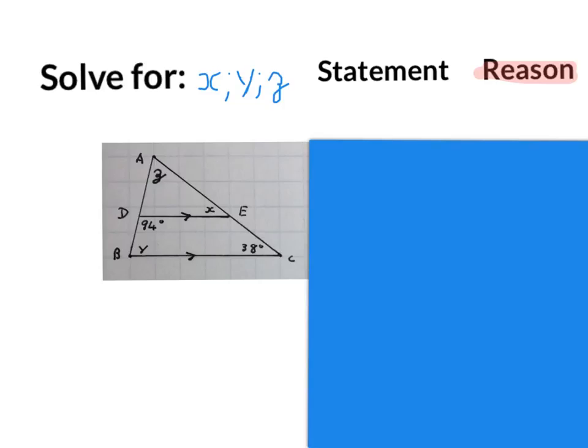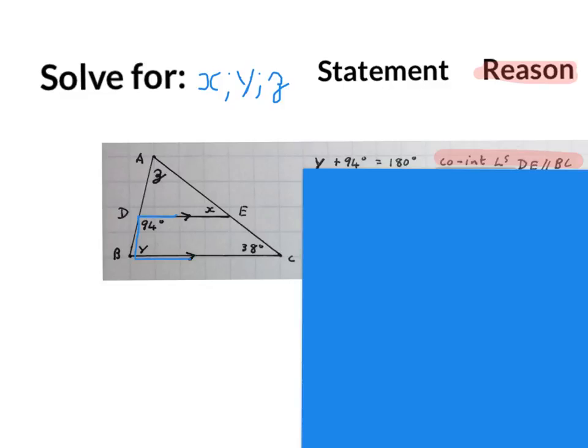Here is our next problem. They gave us this triangle. They gave me that pair of parallel sides, and it says solve for x, y, and z. You must write statements and give reasons for your statements. One possible way of answering this question is you can write y plus 94 equals 180, co-interior angles, DE parallel to BC. Because those two lines are parallel, those will be two co-interior angles adding up to 180.